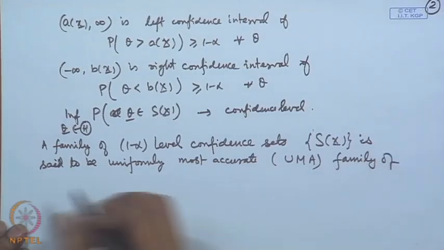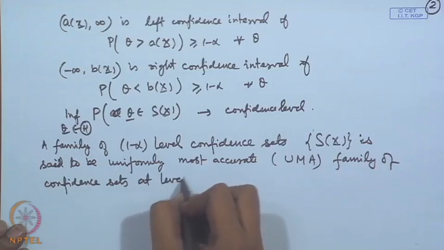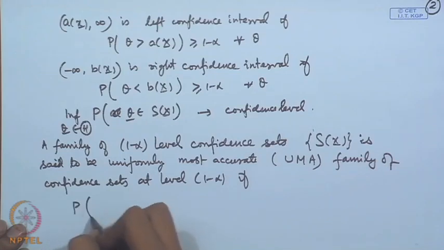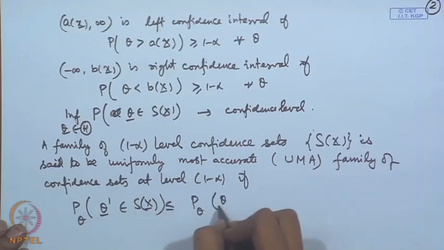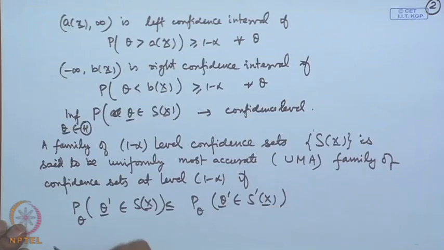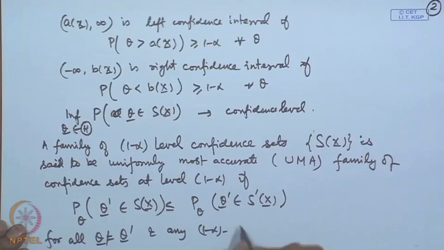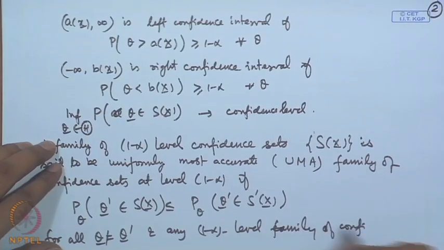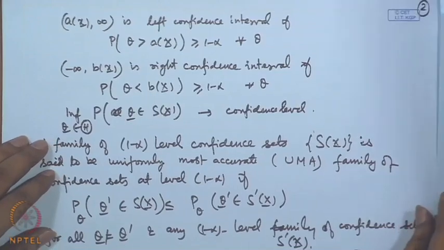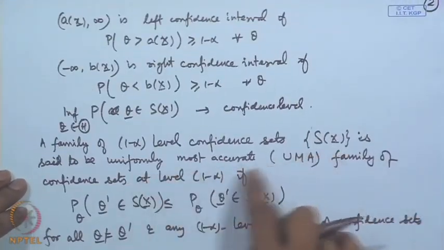A UMA family of confidence sets at level 1 minus alpha if probability of theta prime belonging to S x is less than or equal to that for S prime x, for all theta not equal to theta prime and any 1 minus alpha level family of confidence sets S prime x. So, S x will be said to be uniformly most accurate.